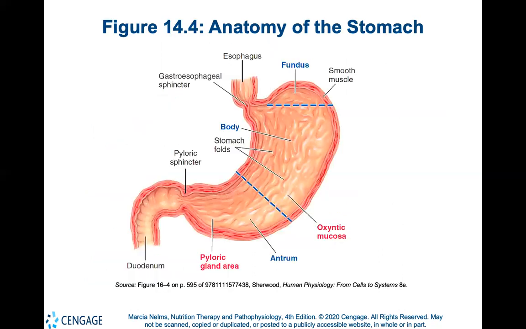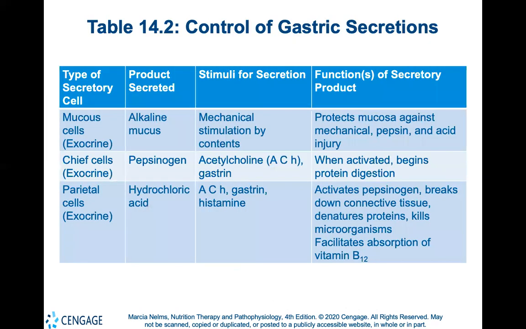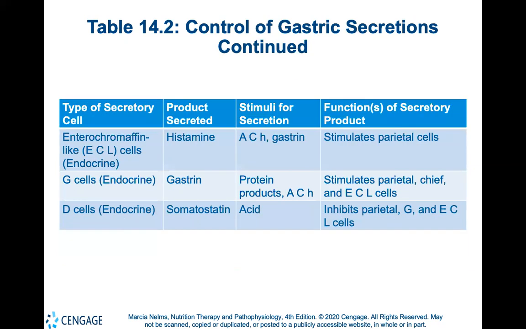Figure 14.4, anatomy of the stomach. Table 14.2, control of gastric secretion. Table 14.2, continued.